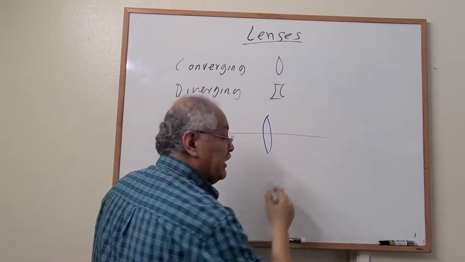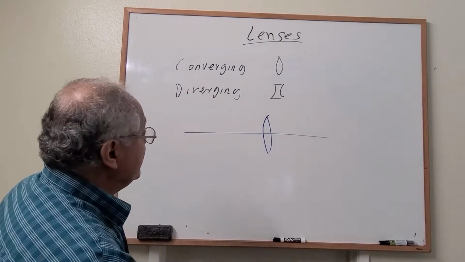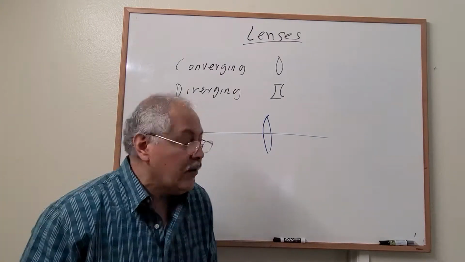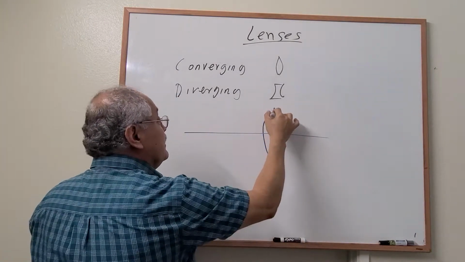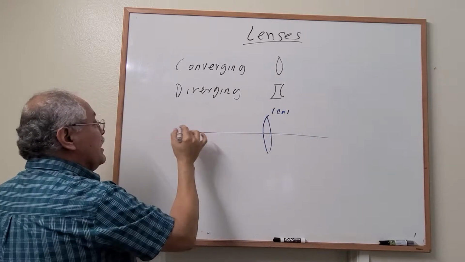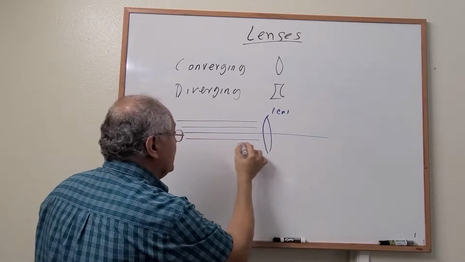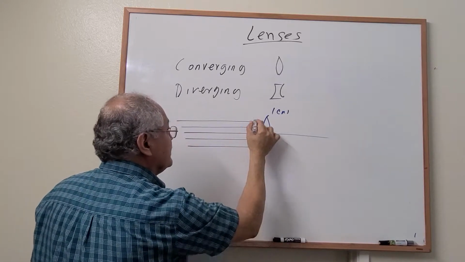This is the reference line, which is called the principal axis. And imagine that the object we're studying is far away from this lens, right? This lens right here. So imagine that the object is far away. When the object is far away, the rays are parallel to the principal axis, correct?